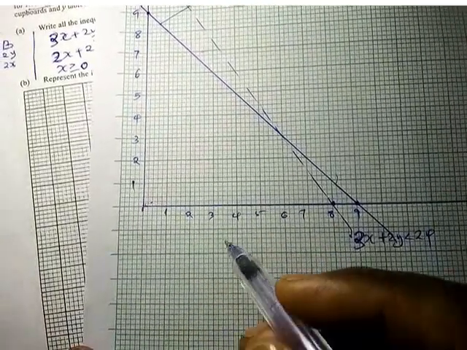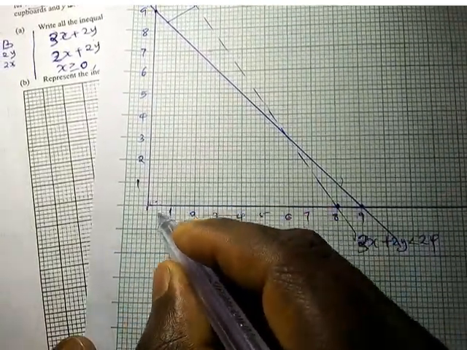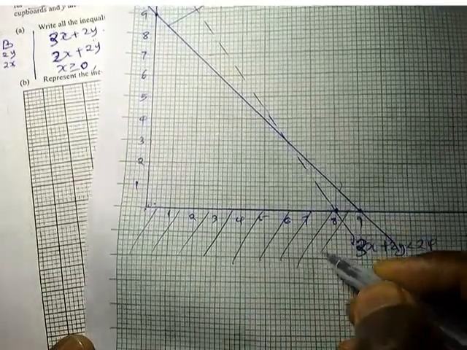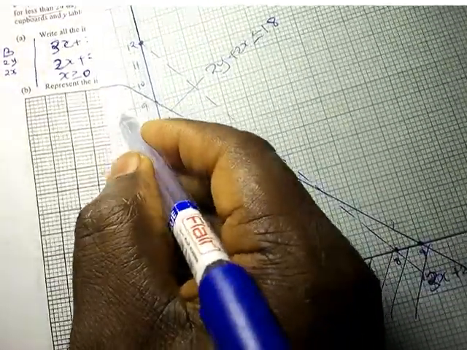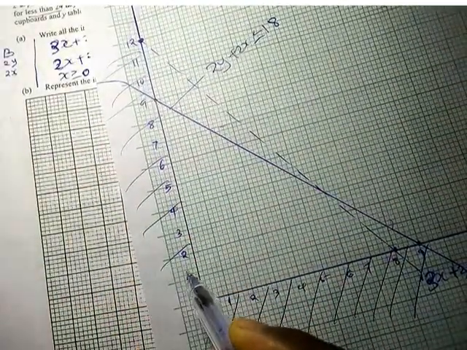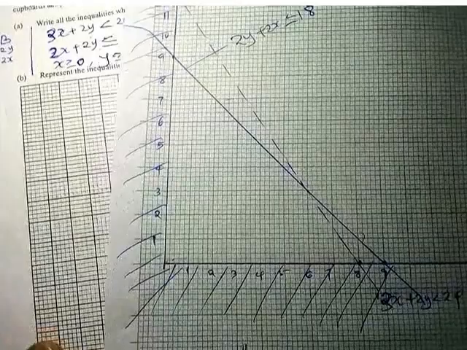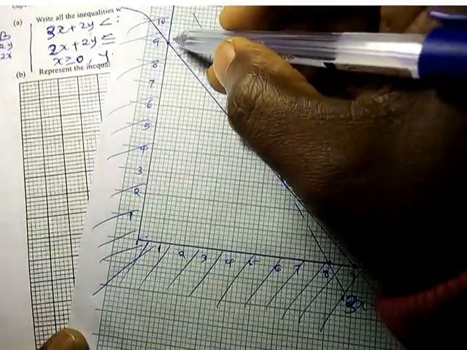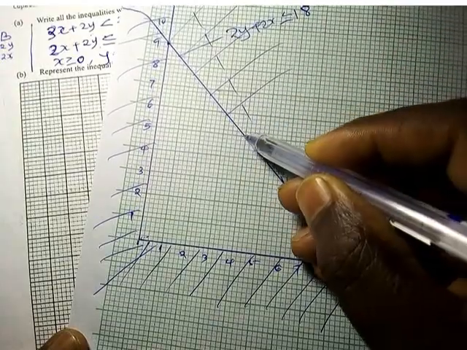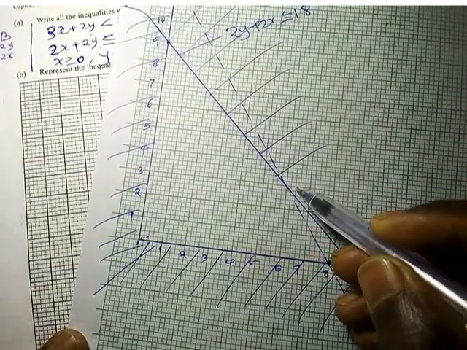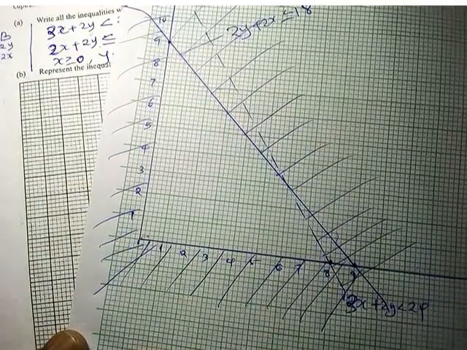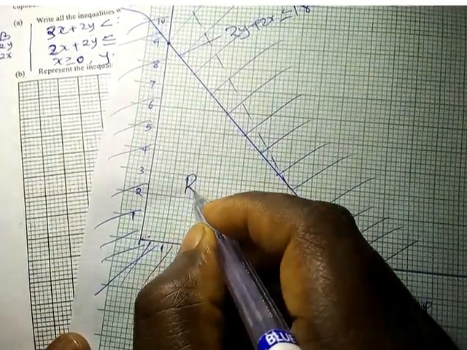So the required region, we said everything is greater than 0, so this is not required. This one is not required. And it means that everything on this side is not required. So this is our required region R.